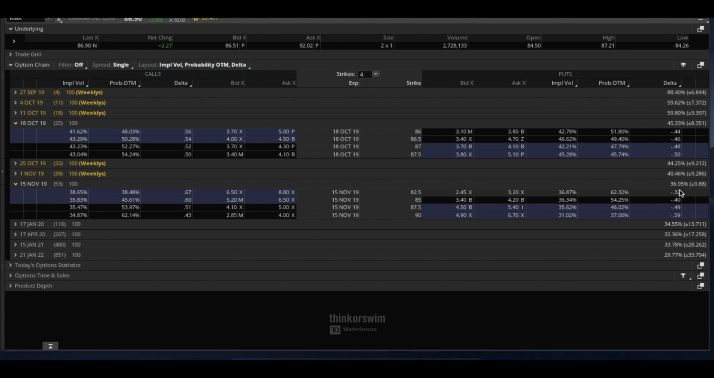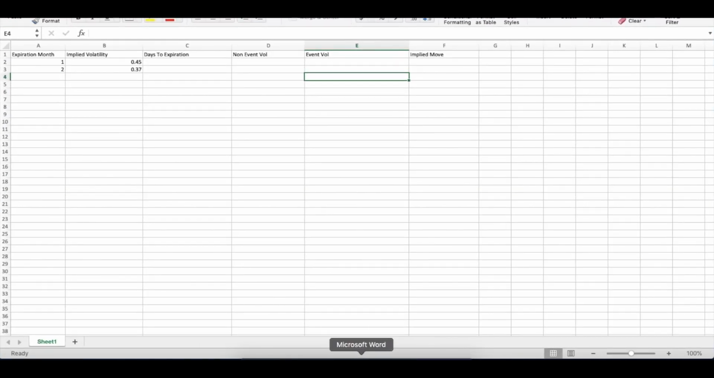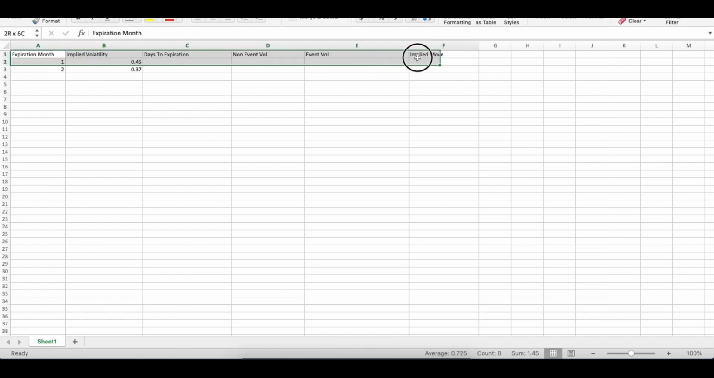Also, something you need is the days till expiration. So we have 25 days until expiration here and we have 53 days until expiration for November. Now that we have that, we're going to move over to Excel and I'm going to do this in Excel so that it's applicable to everybody. I usually program in R, but like I said, this is definitely more applicable to people.